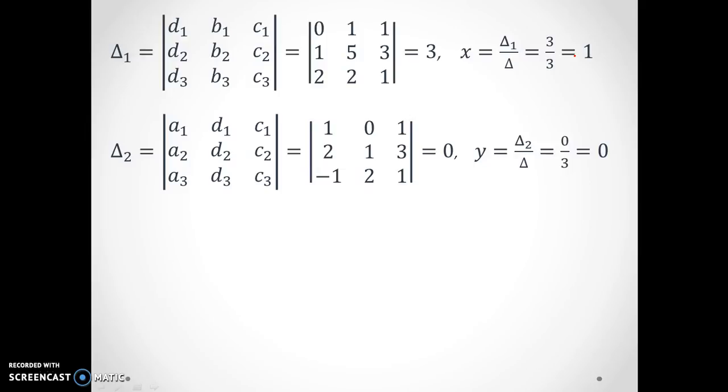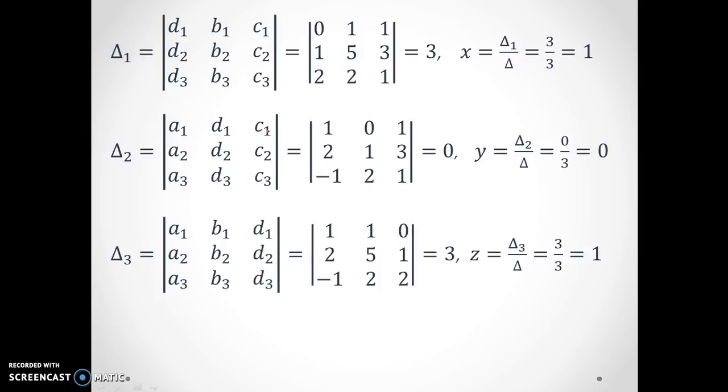Similarly, we can calculate delta 2 and delta 3. It is just obtaining the determinants. So we get this answer. Again here y is given as delta 2 by delta. If you want, you can pause the video for a minute and check the solution given, and therefore 0 upon 3 is 0. And finally z is given as delta 3 upon delta, that is 3 by 3, which is equal to 1. What I want you to do now is pause the video, take one small example and try to solve it using Cramer's rule.